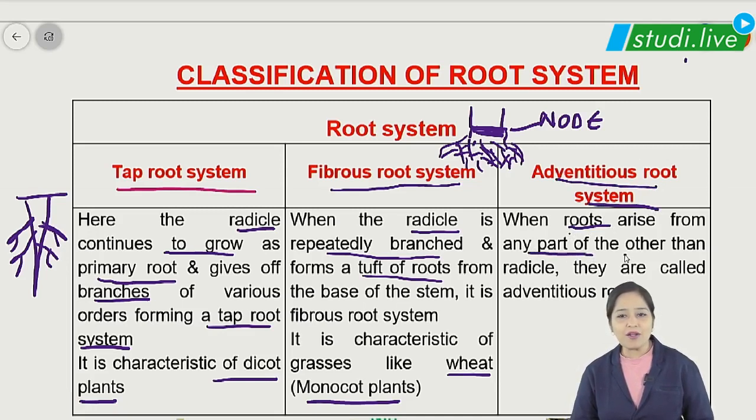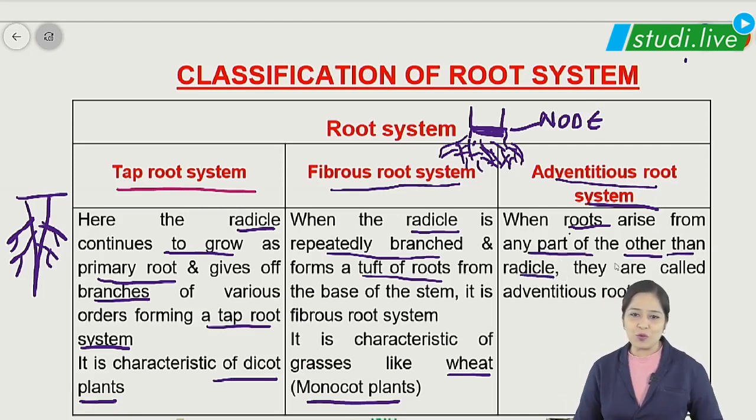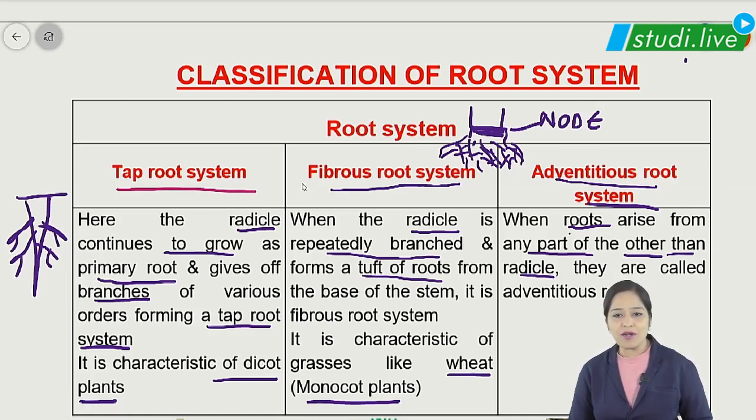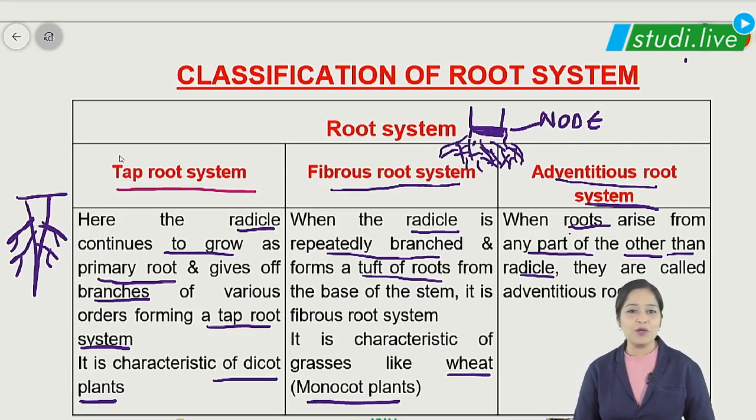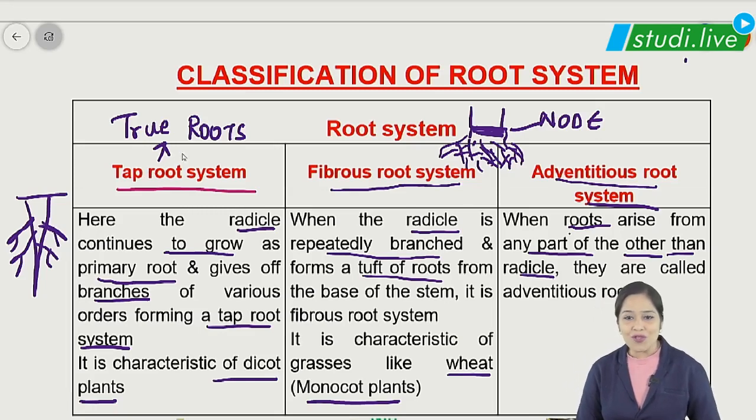Now the adventitious root system is similar to the fibrous root system because these roots also arise from any part of the plant other than the radicle, and that's why they are known as adventitious roots. So adventitious roots are nothing but fibrous roots. The other name for adventitious roots is fibrous root, and tap roots are also known as true roots, because they are the original roots which are present in dicot plants.